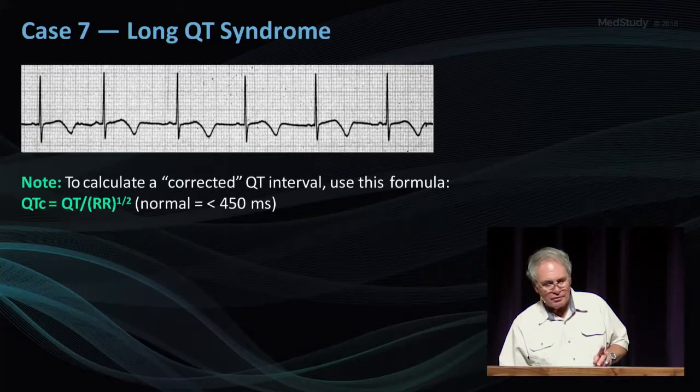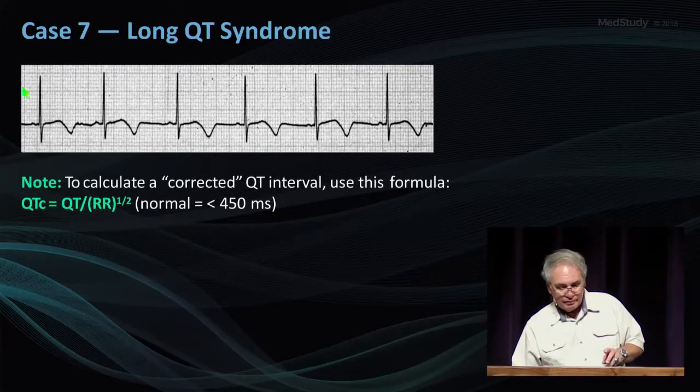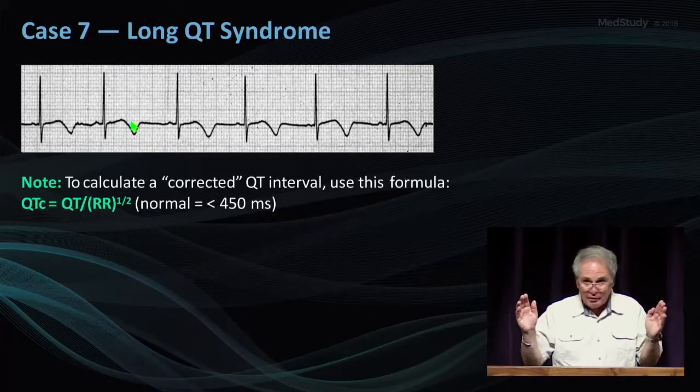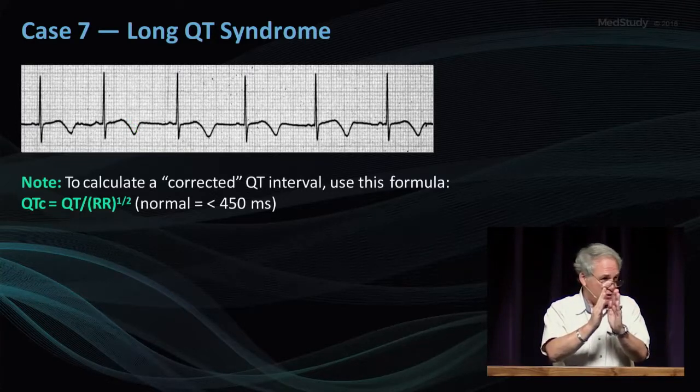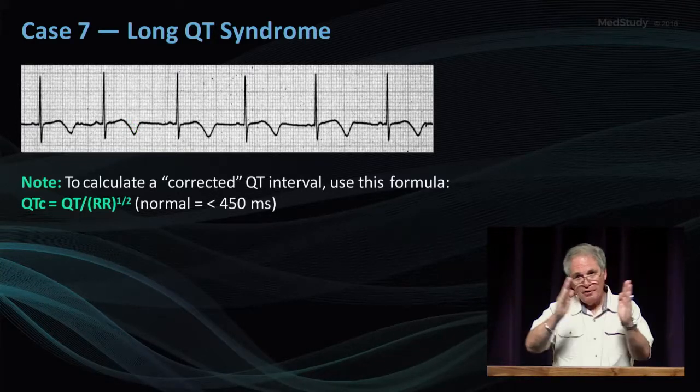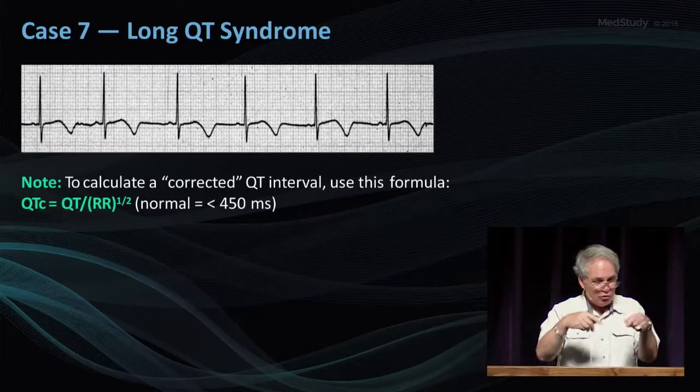Long QT syndrome. By the way, you measure the QT interval, but you have to correct the measurement for heart rate, because when your heart rate increases when you're running, your QT interval shortens. When you sleep and your heart rate decreases, the QT interval lengthens. So you have to correct the measurement for the intrinsic heart rate.